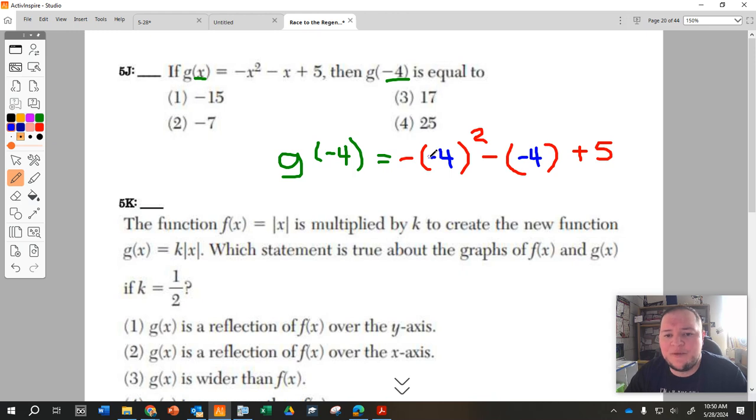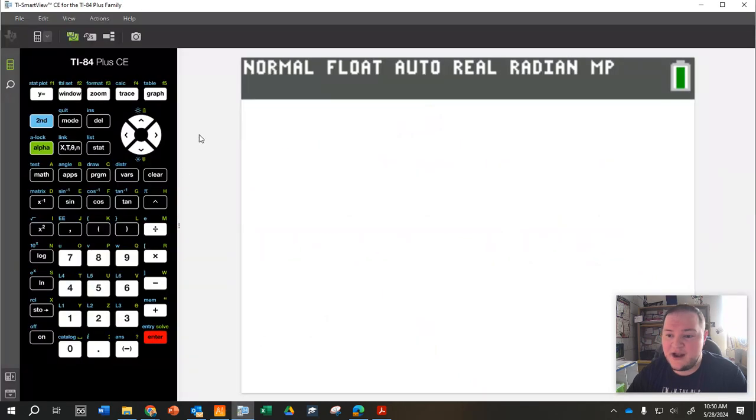Okay? Where they're going to trip you up here is there's lots of minuses and negatives, so they're really testing your ability to navigate a calculator appropriately. So I'm going to show you. I'm going to type it in just like this. Just take your calculator, right in the main menu. You're going to type negative, parenthesis, negative 4, parenthesis, squared.